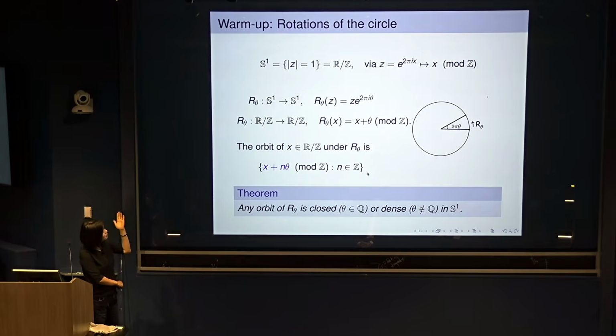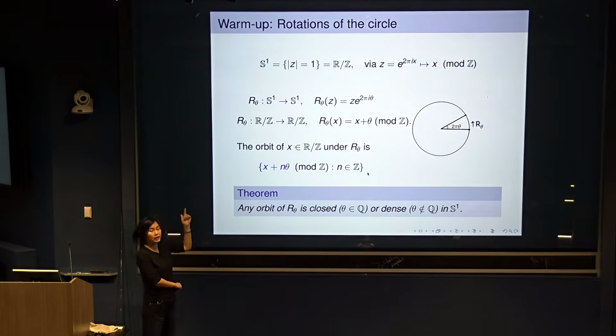If I have a complex number of modulus 1, every such number can be written as e^(2 pi i x), where x is a real number. Then the map e^(2 pi i x) goes to x. This gives the identification of the multiplicative model and the additive model. So I'll think of the circle in two ways.